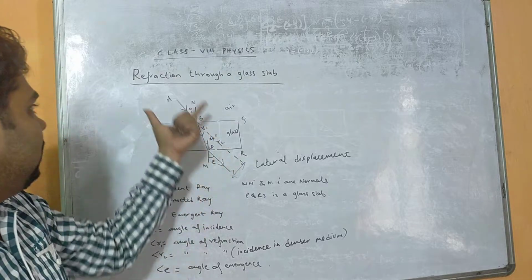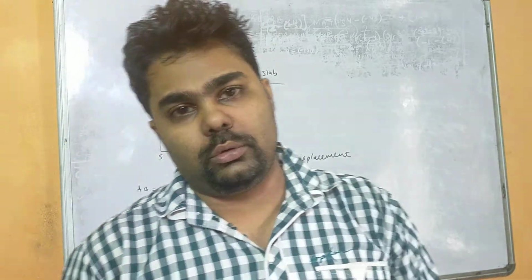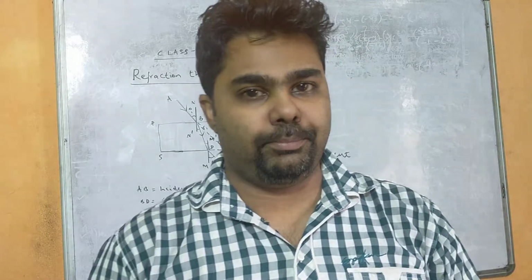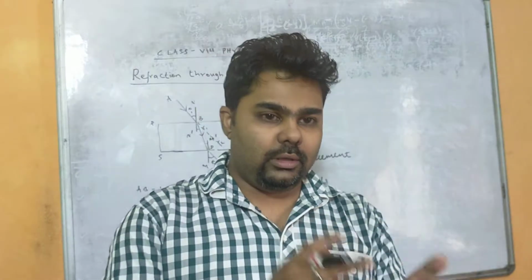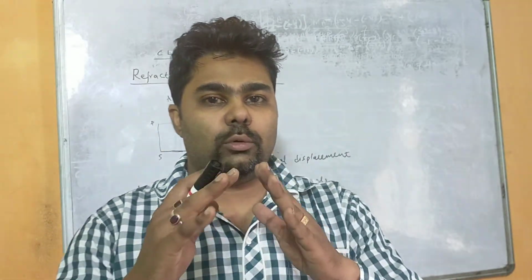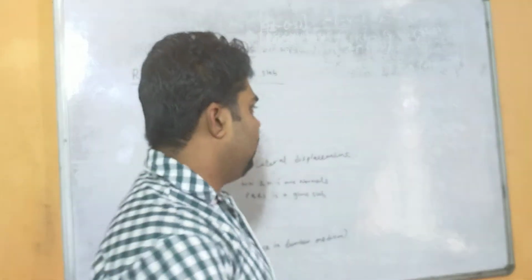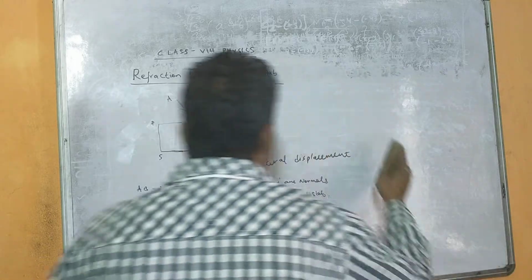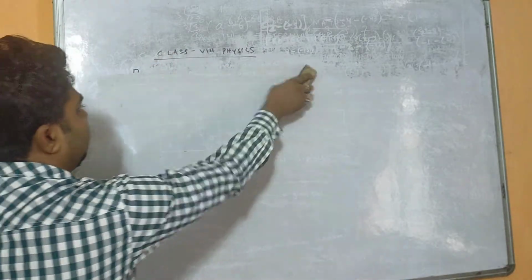So this was all about refraction through a glass slab. Next we will see how refraction takes place through a glass prism. Now what is a glass prism? A glass prism is a material made up of glass, and it has two triangular surfaces and three rectangular surfaces.